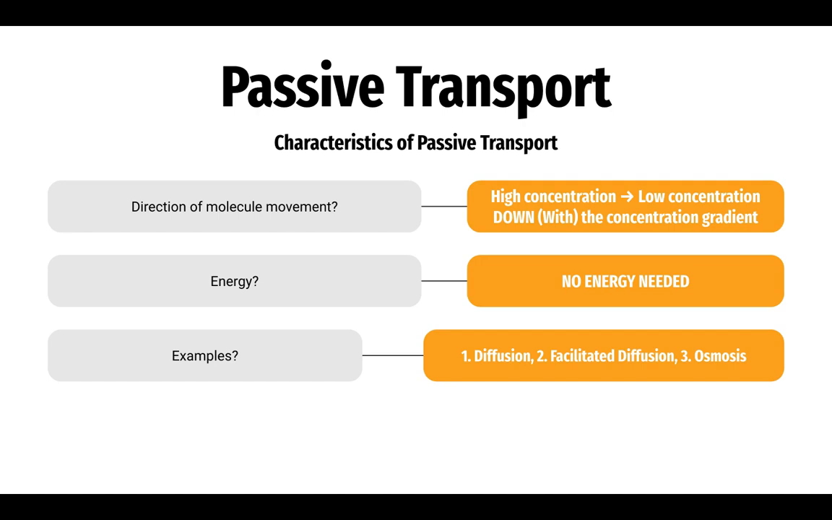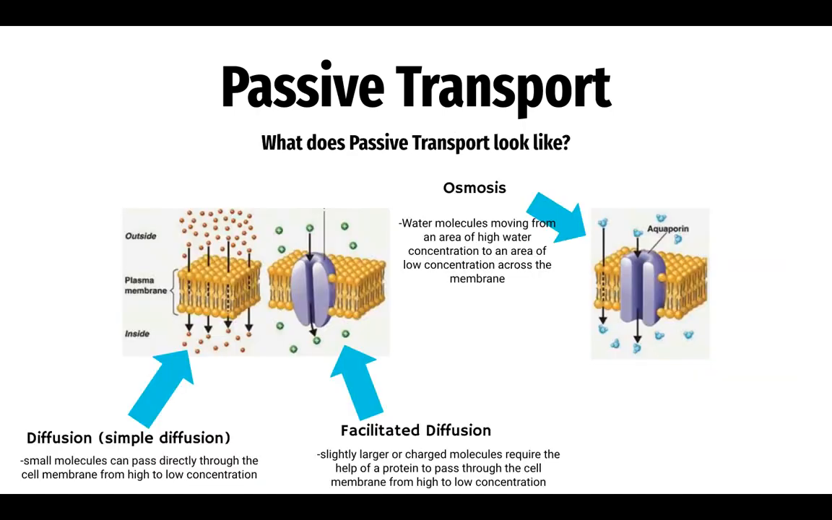Okay, our examples are diffusion, facilitated diffusion, and osmosis. Okay, here's some images for you. So diffusion or simple diffusion, small molecules can pass directly through the cell membrane from an area of high concentration to low concentration, as you can see with these little red molecules here. Facilitated diffusion is going to require that protein. Facilitated, it's something special. It needs that extra protein channel. These are slightly larger molecules. These are charged molecules that are going to require the help of this protein channel in order to get through from an area of high concentration to low concentration.